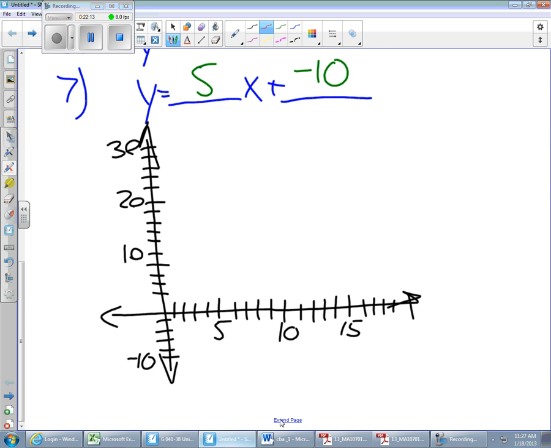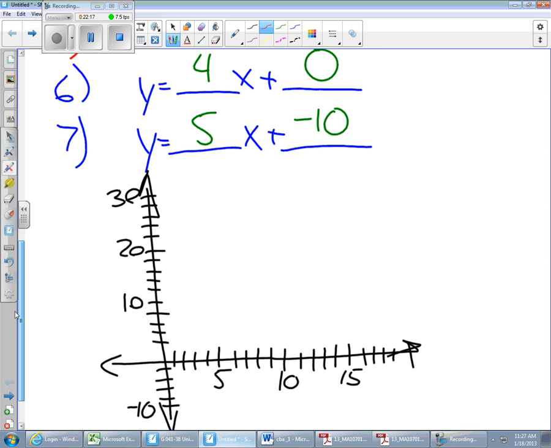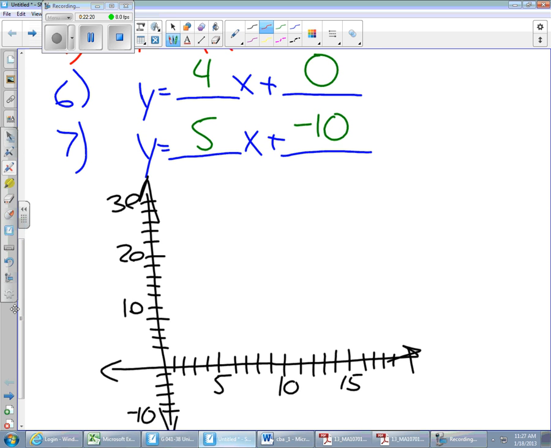Okay, graphing our equations from above, question 6 says 4x plus 0. On equation number 6, where am I going to have this equation cross the y-axis? Question number 6, where's it cross the y-axis? 0. Okay, it's right there. y equals mx plus b. It crosses at 0.